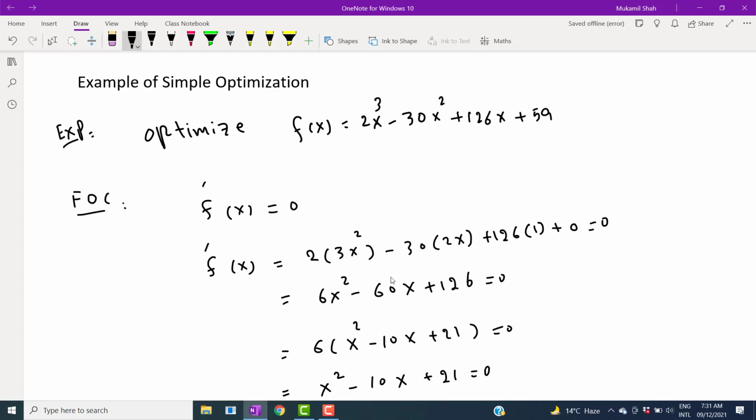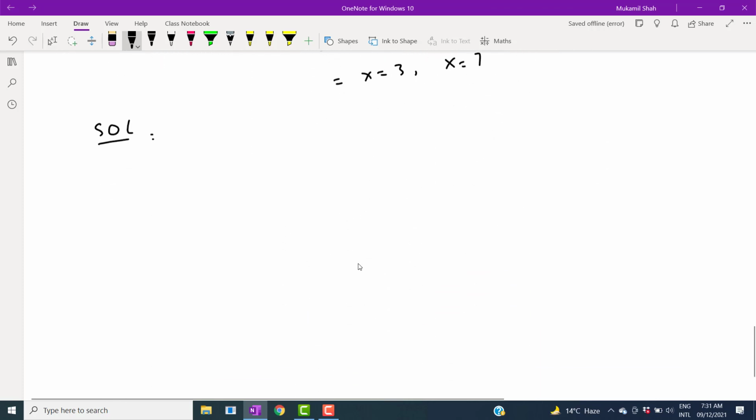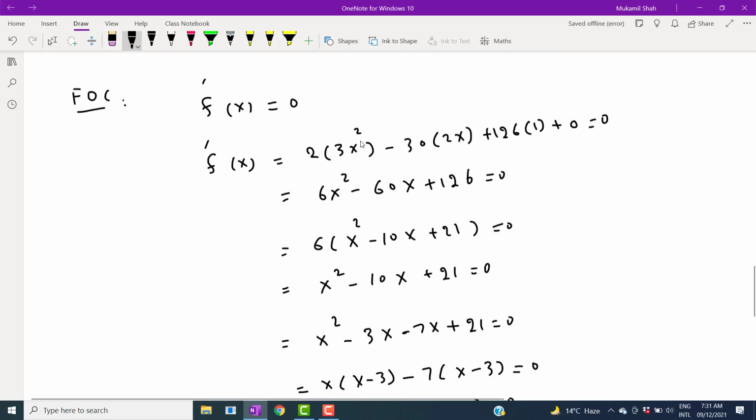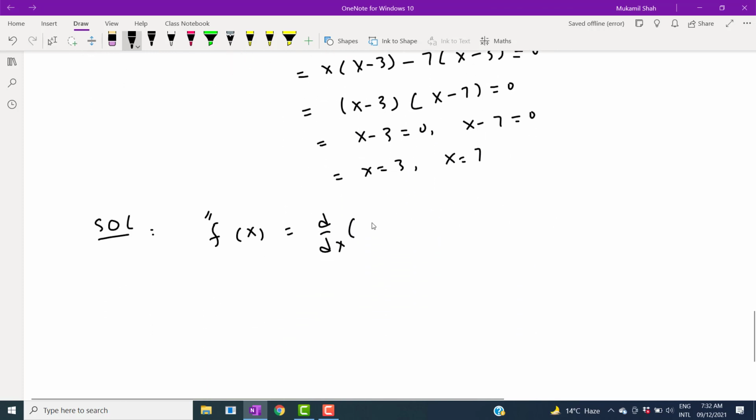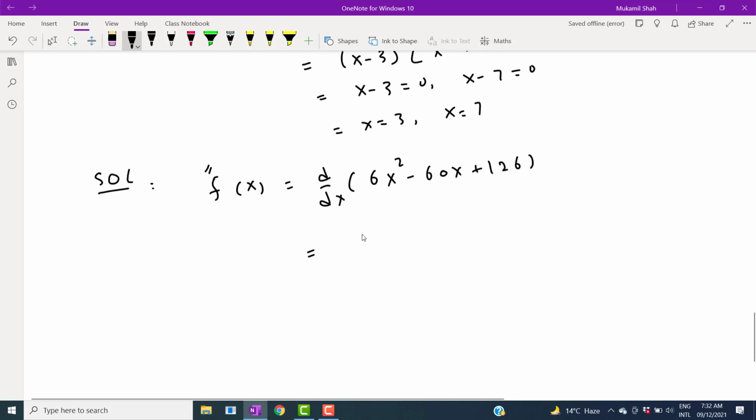We have already taken the first order derivative, which is this one. So again take the derivative of this function, the derivative of 6x square minus 60x plus 126. So f double prime of x is d by dx of 6x square minus 60x plus 126. If I take the derivative of this, it is equal to 12x minus 60. Now I have to evaluate it, because it is not an absolute value, rather it is a function.